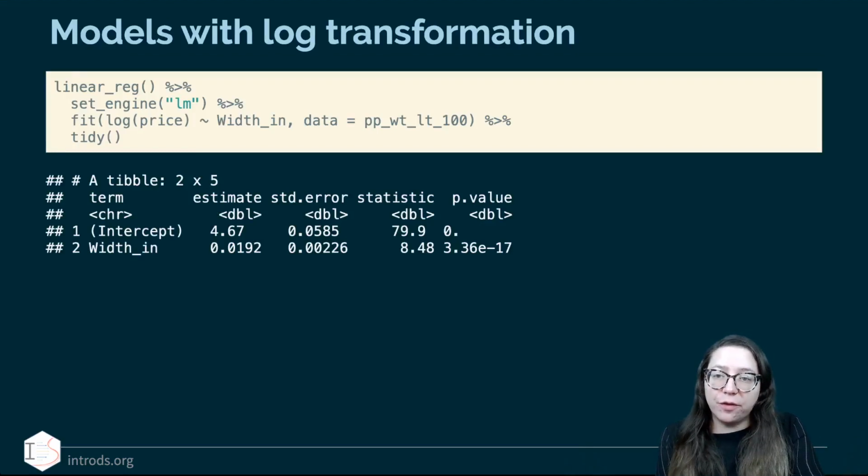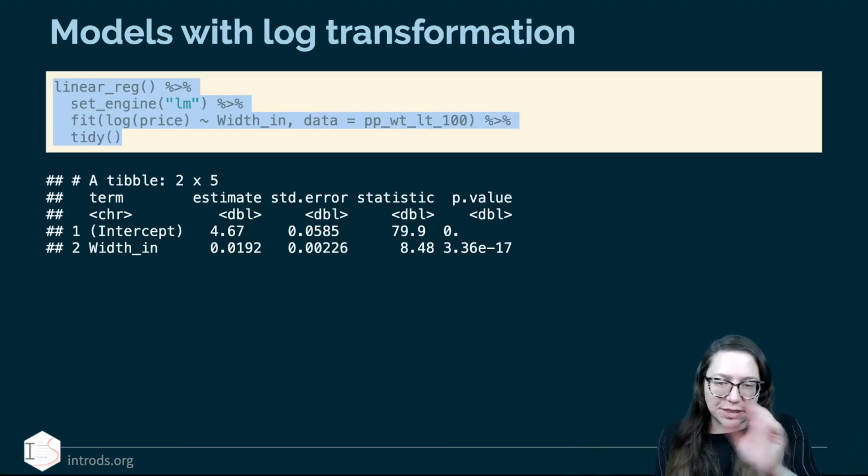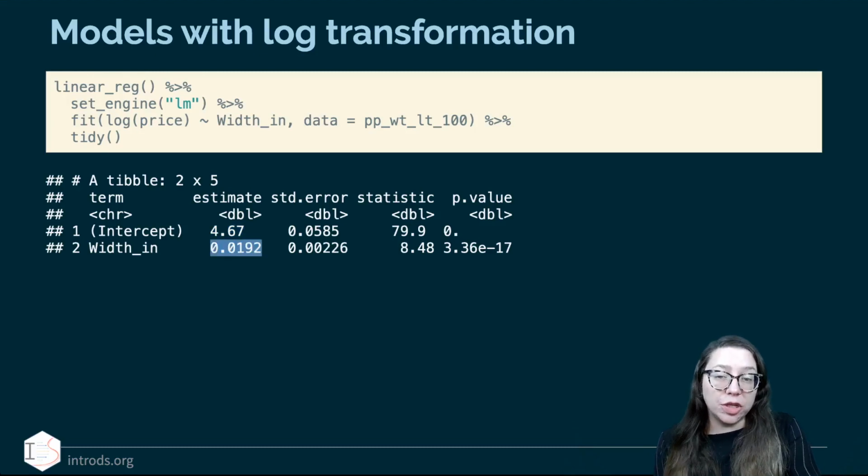Same as before, starting with a linear regression, setting my engine, and then calculating the log price and using that as my response variable versus my explanatory variable. And remember that I'm working with the Paris paintings data set still, but only for paintings that are less than 100 inches wide. And then ultimately I'm tidying up the model results so that they can be shown in a table format. And really the two numbers I'm interested in are the intercept 4.67 and the slope 0.0192. But what do these numbers mean?